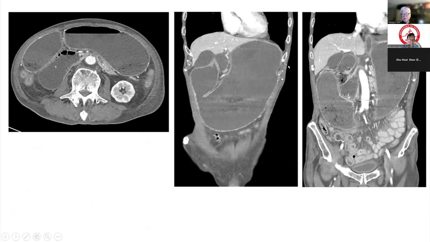This is a typical example of the superior mesenteric artery syndrome, compression of the third portion of the duodenum between the abdominal aorta and the superior mesenteric artery, and distension of the stomach and proximal duodenum.